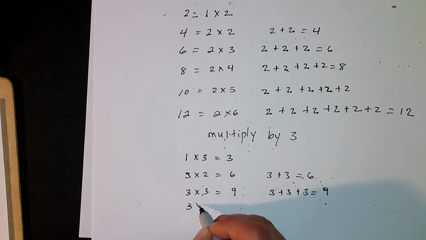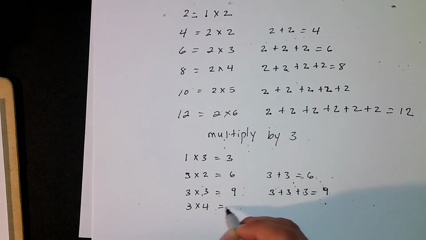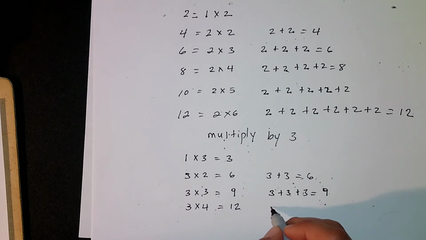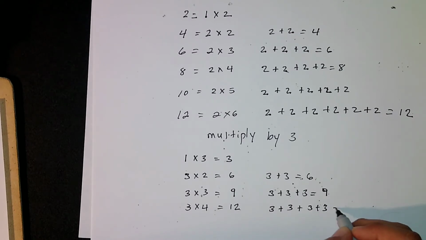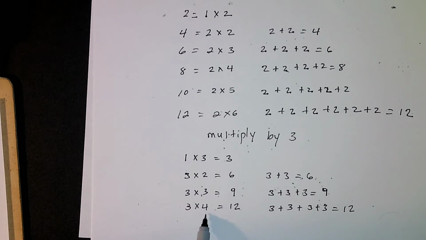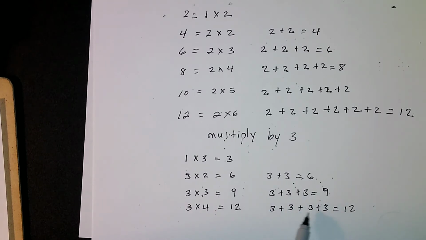3 times 4 is 12. 3 plus 3 plus 3 plus 3 is 12. 3 times 4, we have 4 here. 1, 2, 3, 4 3's will give you 12.